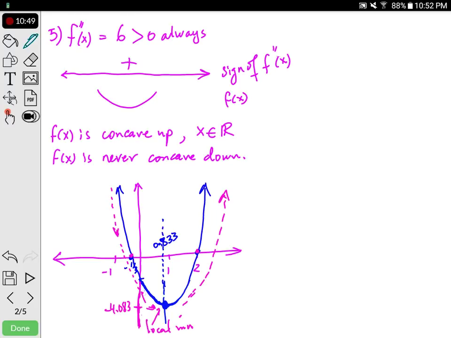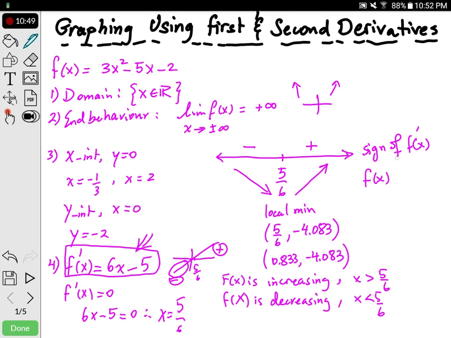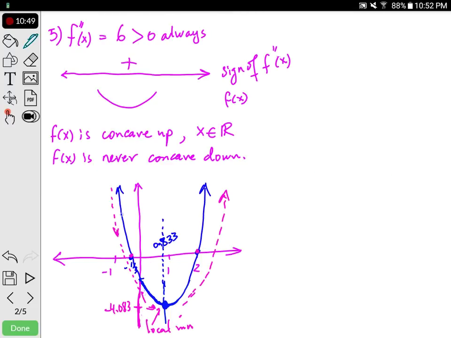Once you get to sketching, I would put the intercepts at negative one third and at 2. We have the vertex at 0.833 and negative 4.083. We know that based on the number line of f prime of x, it's decreasing, then the local min, then increasing. So it should decrease towards the local min, then increase. And that would be the sketch for a simple quadratic function.